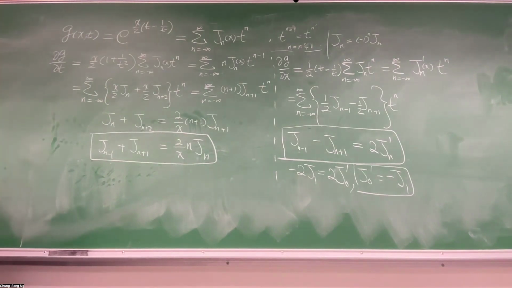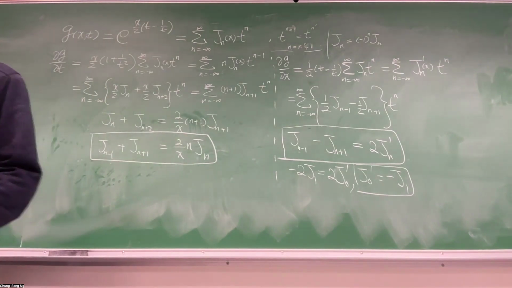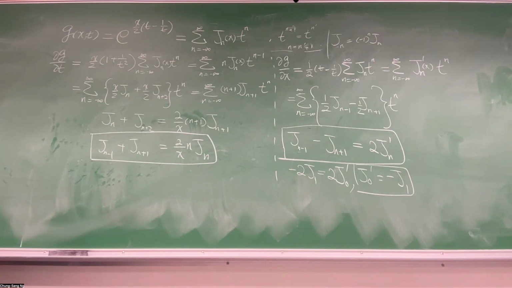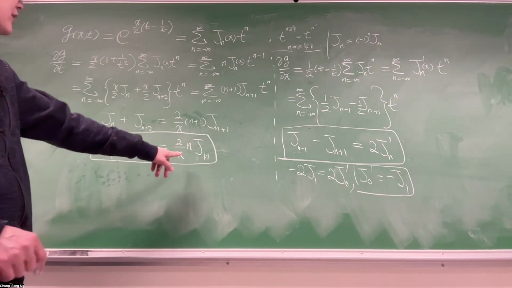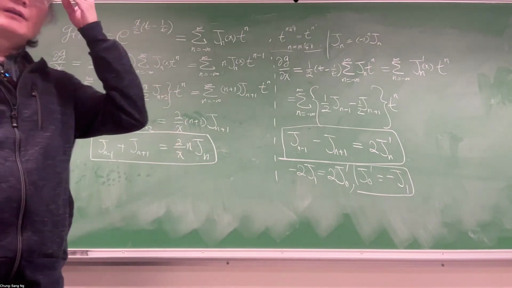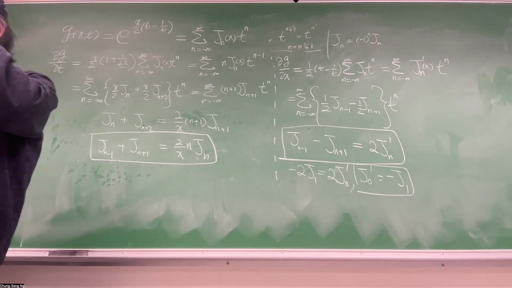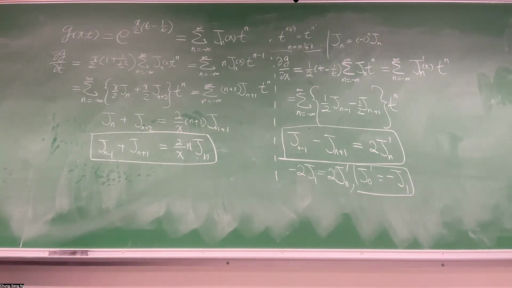Okay, so that's all the recurrence formulas for integer order, but then we can generalize that, just change n to nu, and then they will satisfy the same recurrence formulas. Okay, is that okay?